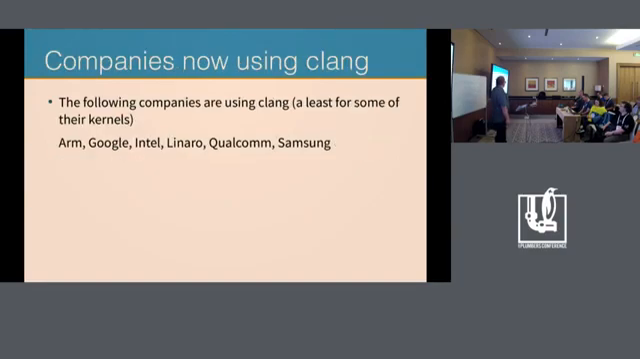This is not a list of every company that's using it. These are some of the major ones that Nick is currently aware of using clang heavily, certainly on the kernel side. And this is companies like ARM, obviously Google, Intel, Linaro, Qualcomm, and Samsung. That's not to say that all the work these companies are doing is on clang. It's merely that each one of these companies is doing some work on clang with the kernel.